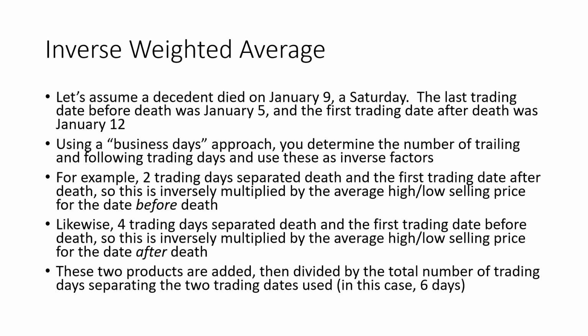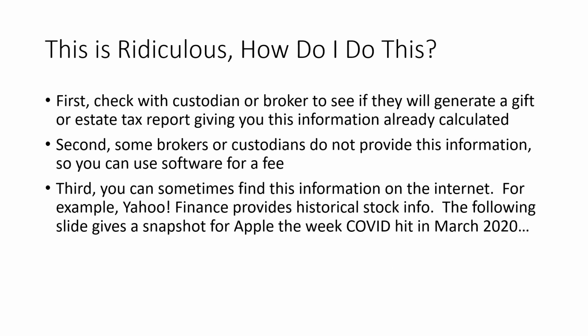And likewise, we had 4 trading days that separated the first trading date before death and the date of death, so that 4 days would be inversely multiplied by the average high and low selling price of the trading date after death, in this case January 12th. And then you'd add those 2 products and divide to average them by the total number of trading days that separated the 2 trading dates that were used, in this case 6 days. And that would give you your average price per share, or your average value per share.